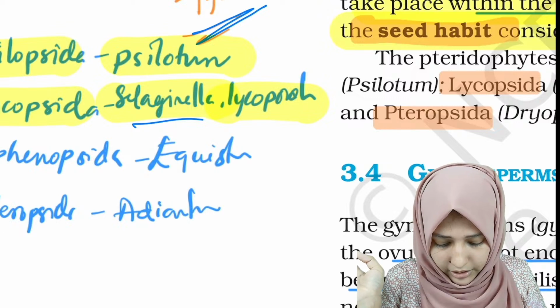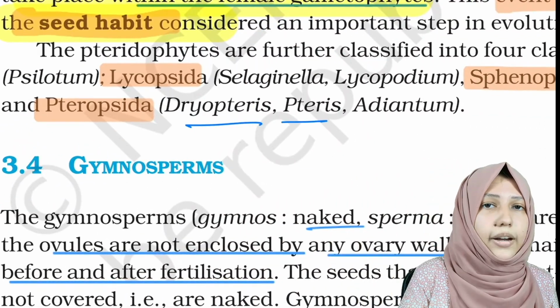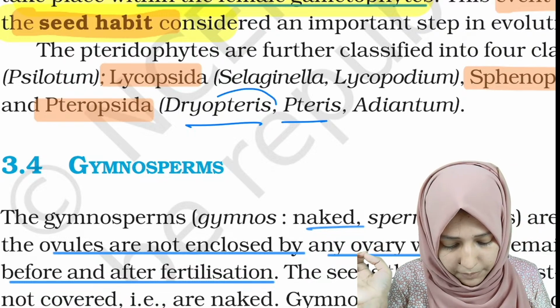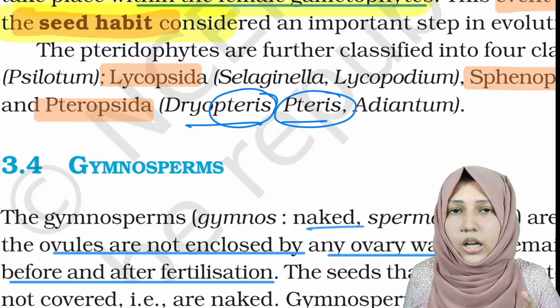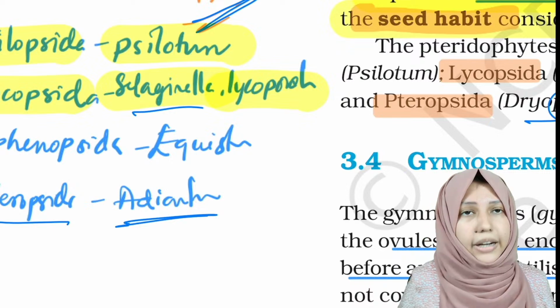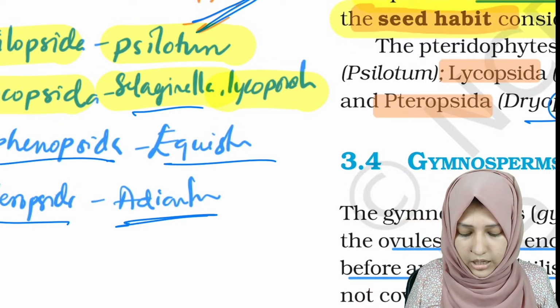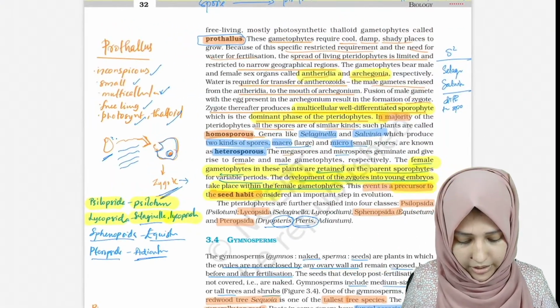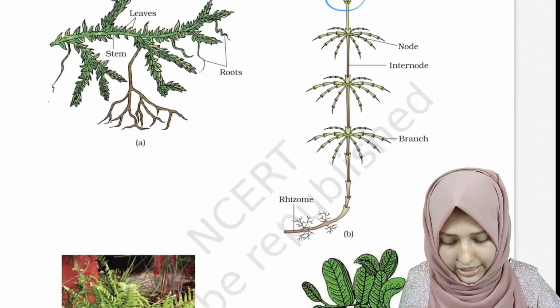Then Pteropsida, in Pteropsida it's Pteris and Dryopteris. These two are obvious. Even if the options come like this, you can get it. By seeing Pteris, you can get that it is in the group of Pteropsida. But Adiantum you have to study. Okay, Adiantum you have to study. And Sphenopsida, Equisetum. Sphenopsida, Equisetum, Pteropsida, Adiantum. Okay, clear. Now let's see the pictures. Okay, the first one is Selaginella.